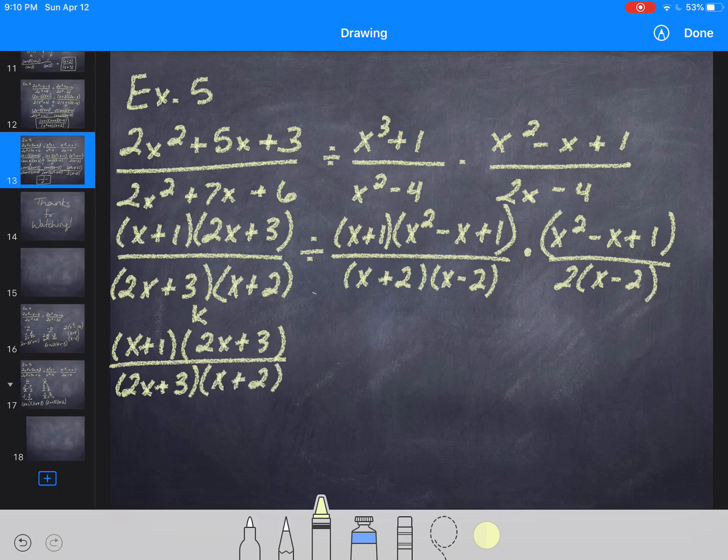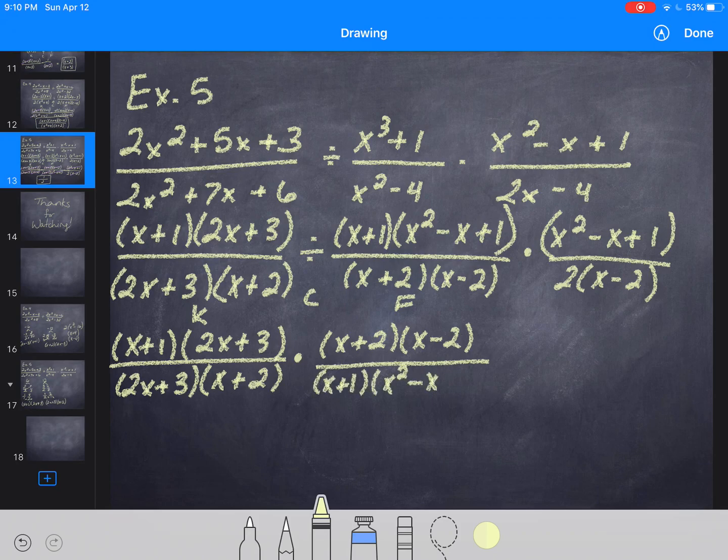parentheses x plus 2. I'm going to change my division symbol into multiplication, and I'm going to flip the fraction that is located directly behind the division symbol. So I end up with an x plus 2, x minus 2, all over x plus 1, x squared minus x plus 1. And then you'll notice that the third fraction is behind a multiplication symbol, so we don't do anything to it, and we end up with x squared minus x plus 1, all divided by 2 parentheses x minus 2.